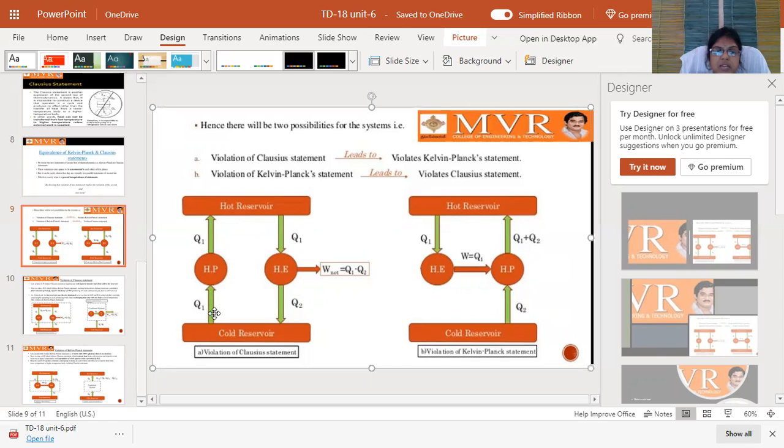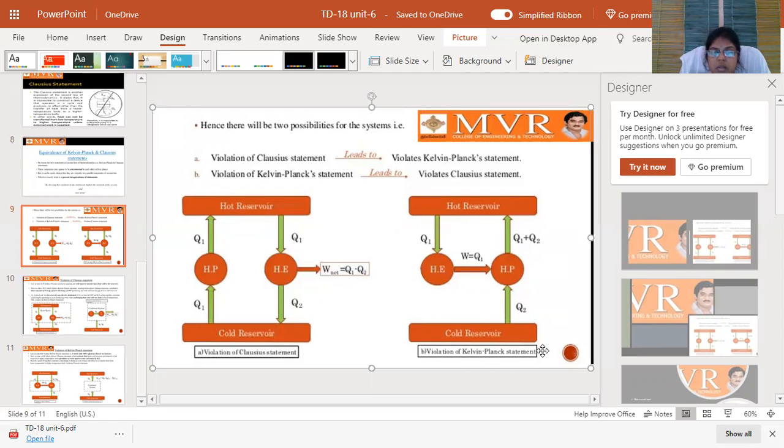It violates the Clausius statement. Here we can observe that it takes heat from the hot reservoir and runs the heat engine, which gives the work done, and the remaining heat is supplied to the cold reservoir. So this is the violation of the Clausius statement. Next we go to the violation of the Kelvin-Planck statement.